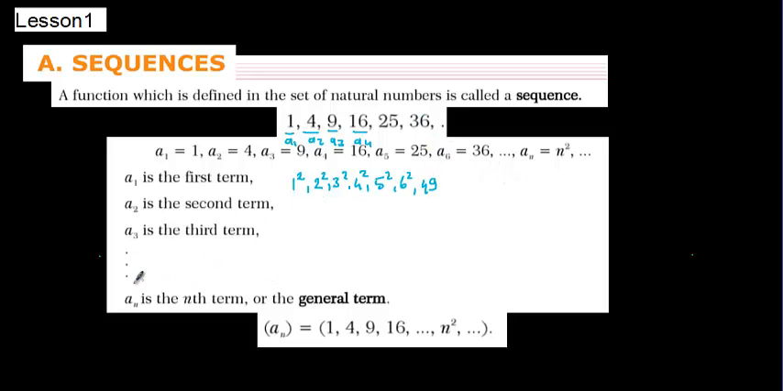Then an is called also the nth term or general term, we should mention here. And when you write an term in parentheses, it represents the sequence. And in another way, when you write the terms here in order like this, this is also called a sequence.